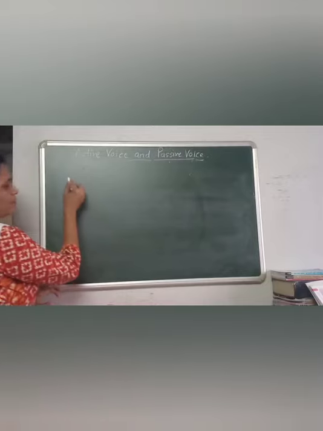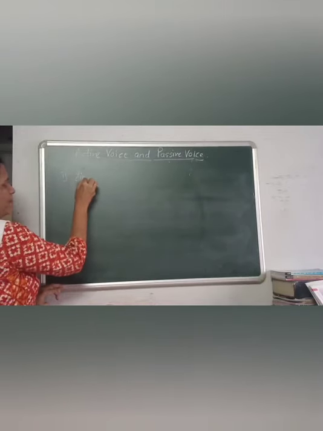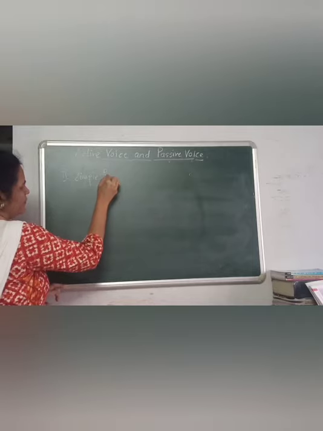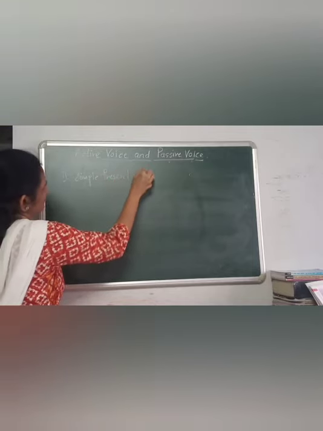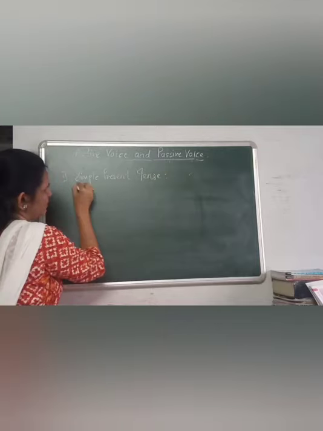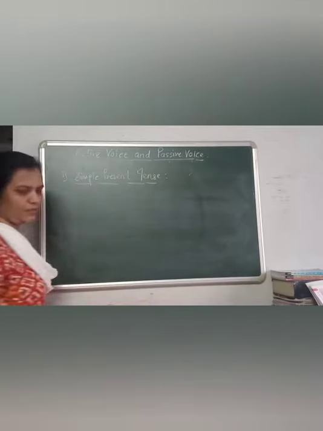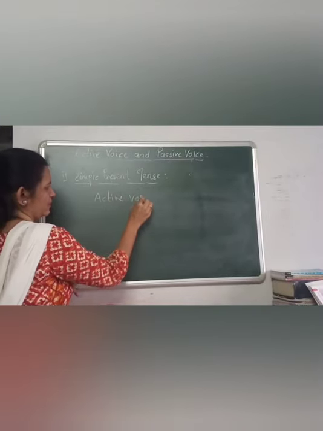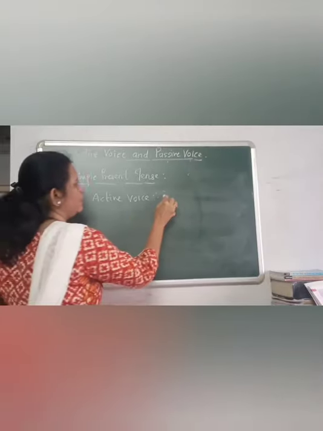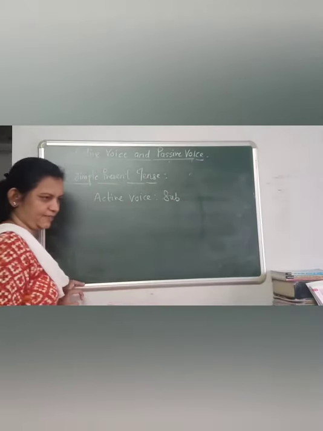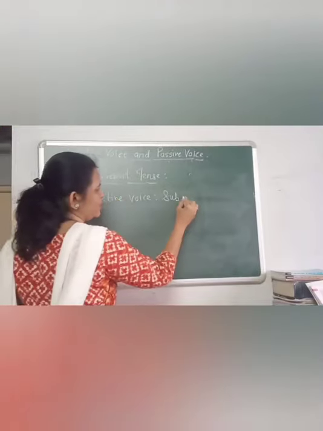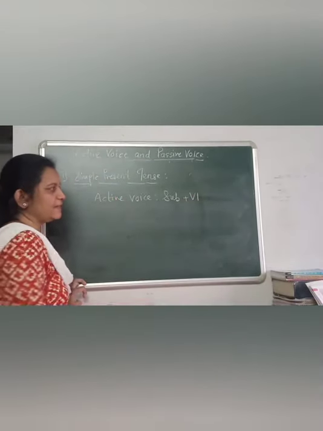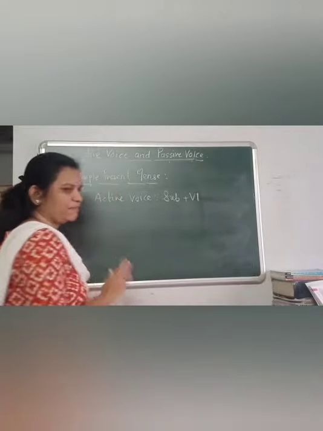Right? Now see, we are going to learn how to do the passive voice of the simple present tense. Simple present tense. Now, active voice. In the beginning of the active voice, what is there? Subject is there. Present tense means plus V1, means the present tense verb is there. Remember this. V1 means present tense verb.